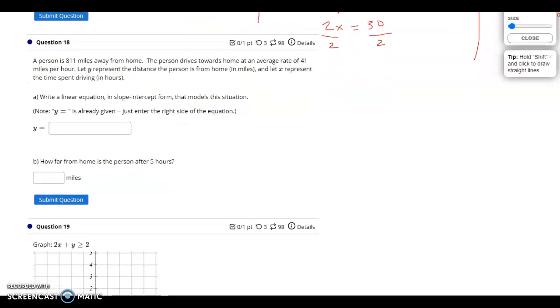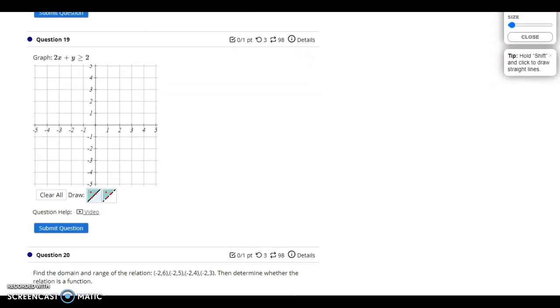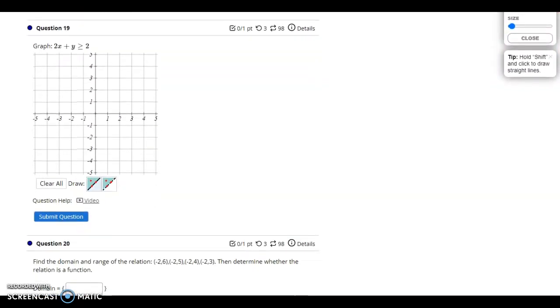Okay, 18. Okay, let's look at 19. This might be our last one we have time for. So we need to graph this equation. So when we graph this, first we just want to graph like it's equal to. So let's go ahead and subtract 2x from both sides. I'm in a hurry because this video is almost out of time. We'll get y equals -2x plus 2. I'm going to write it with the x first.